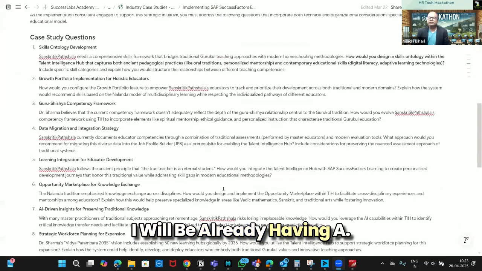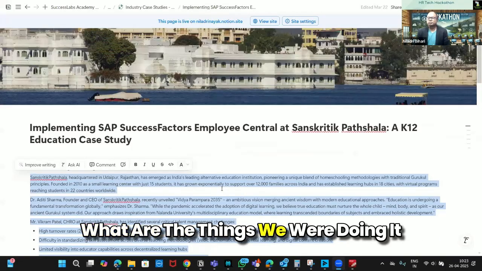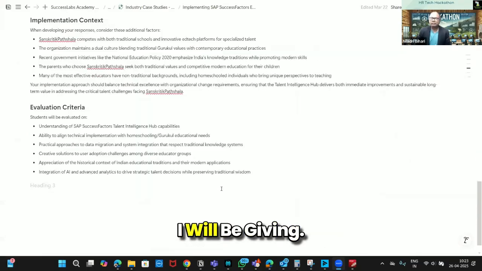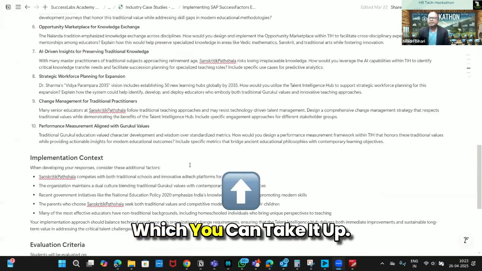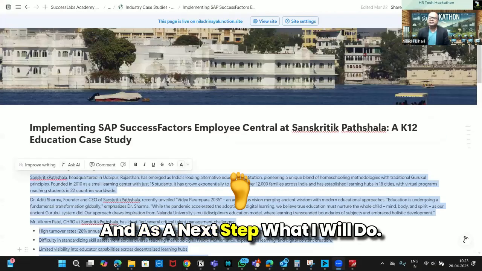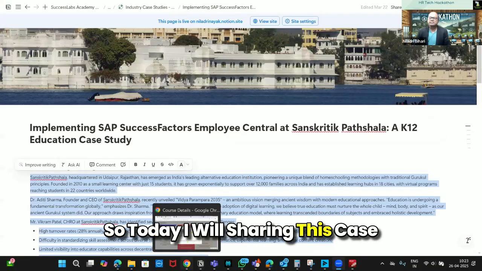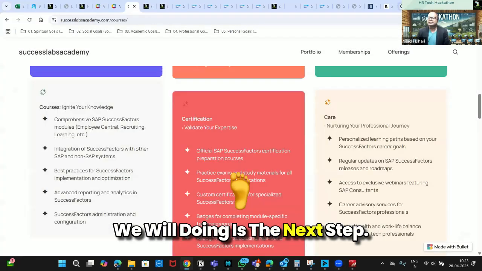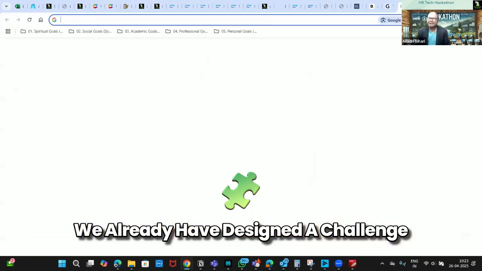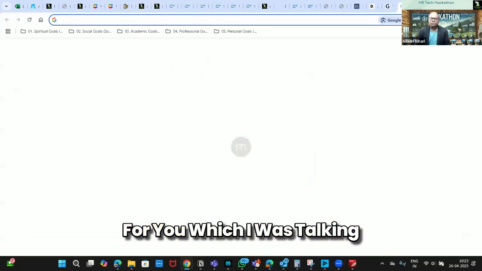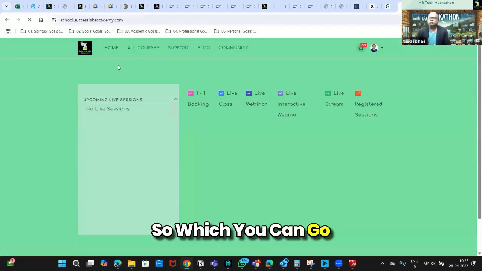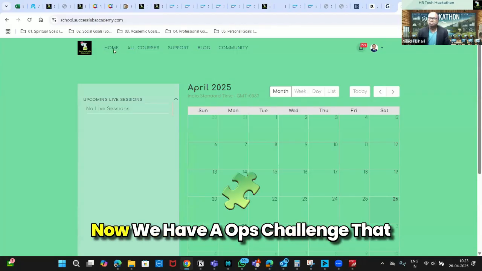I will already be having an Employee Central specific part: what are the things we will be doing from the Employee Central point of view. Those detailed things I will give you, and those case studies you can take up. As a next step, today I will be sharing this case study in the group. We already have designed a challenge for you, the 3 weeks challenge I was talking about, which you can go through straightforward now.